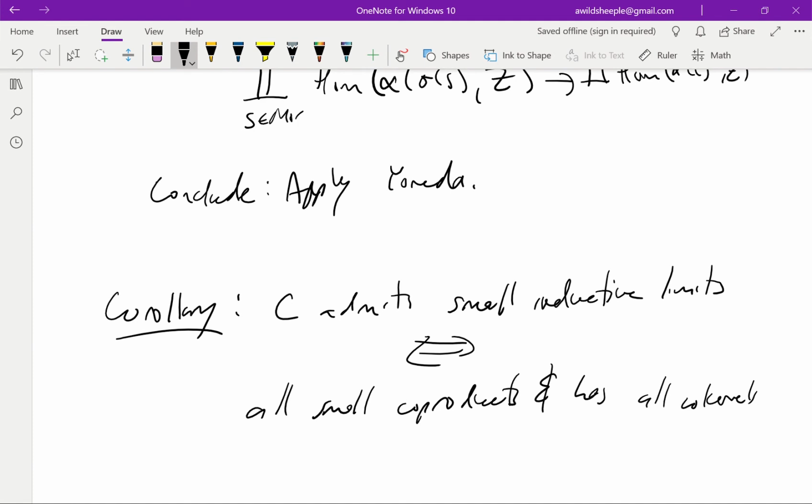Hopefully I've been faithful to their argument. But the point is that you can make various statements about what types of limits you want based on insisting on which types of coproducts and which types of co-kernels you have in your category. And again, mutatis mutandis for projective limits and products and kernels, the story will be exactly the same.